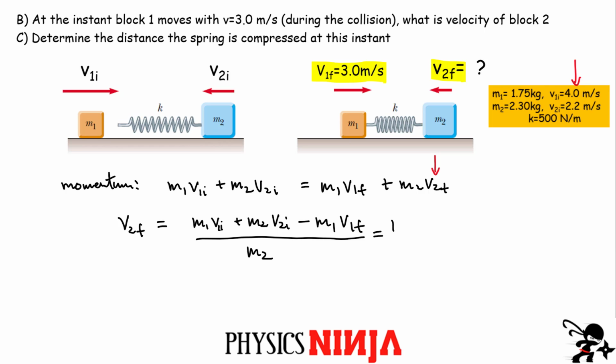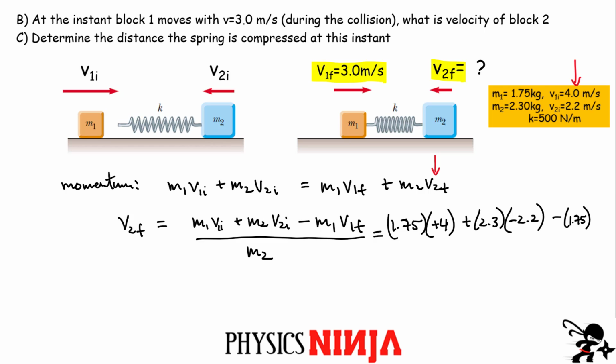The mass m1 is 1.75. All of the information is given in this orange box. My initial velocity is +4. Plus the mass is 2.3 for m2. The initial velocity is, again, the magnitude is 2.2. However, I have to put negative 2.2 because I'm dealing with a momentum equation and direction matters. Minus, what do we have now? m1 is still 1.75.